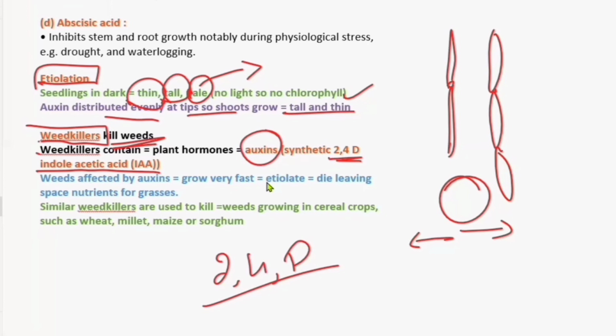How do they kill weeds? Weeds are actually sensitive to auxins, right? They are affected by the auxin. When we spray them with the auxin or the weed killers which contain auxin, they grow, become tall and thin, just like the etiolation, right? They keep on growing and they do not carry out photosynthesis, and after some time they die.